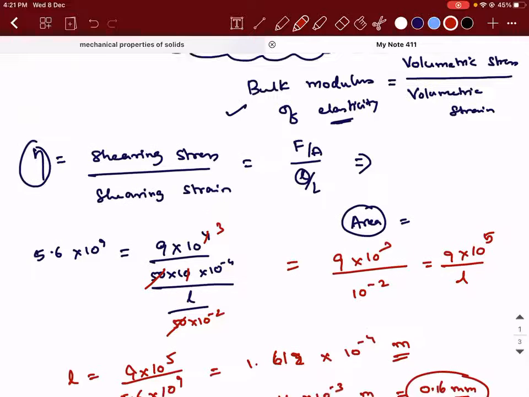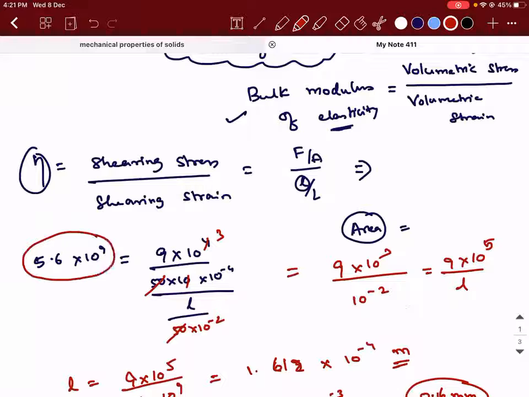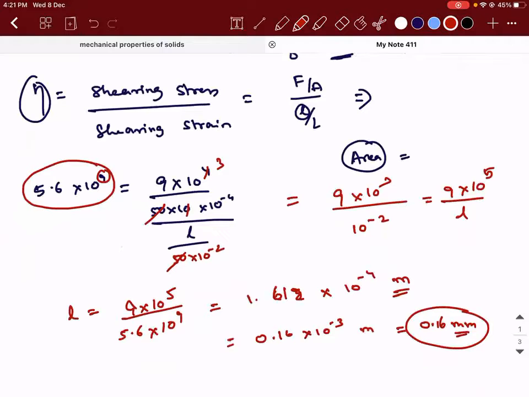So look at the modulus of rigidity, 5.6 into 10 power 9, it's almost giga. Those many times it has the modulus of rigidity. That is why, in spite of applying a force of 9 into 10 power 4 Newton, look at the displacement caused to the top surface, which is only 0.16 millimeter, less than 2 millimeters. You're able to understand?